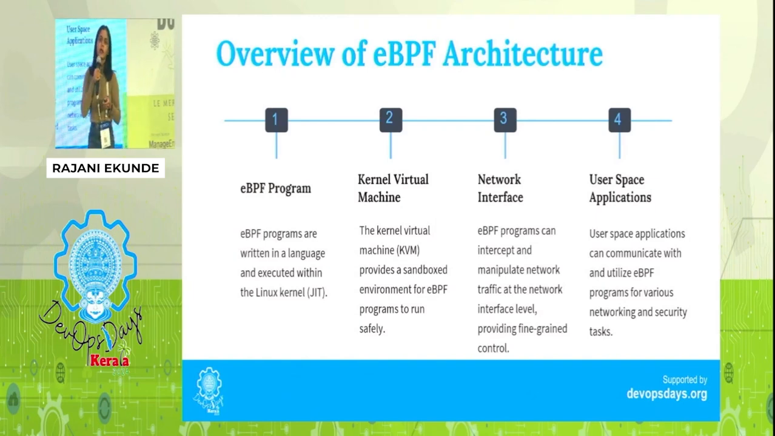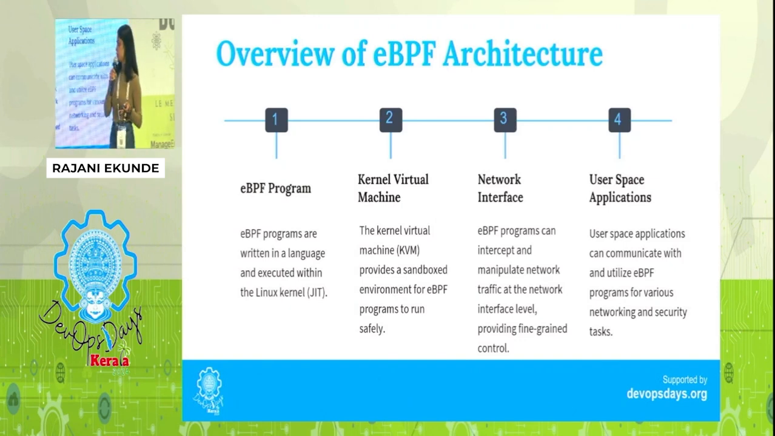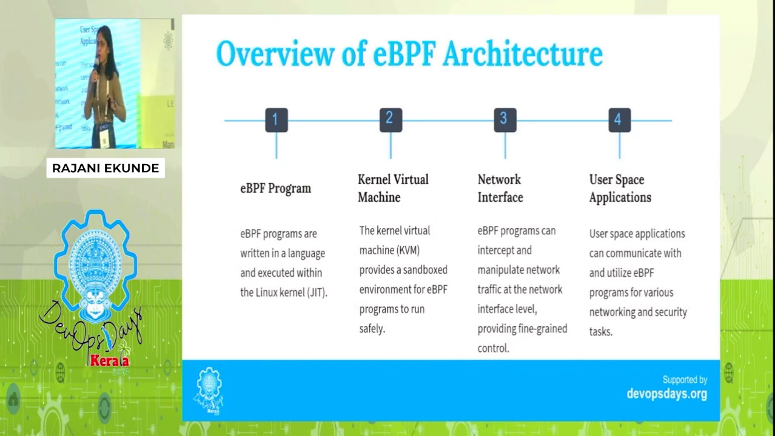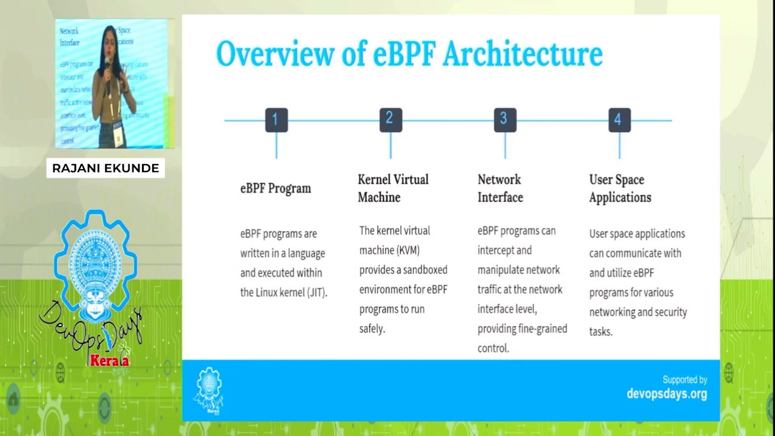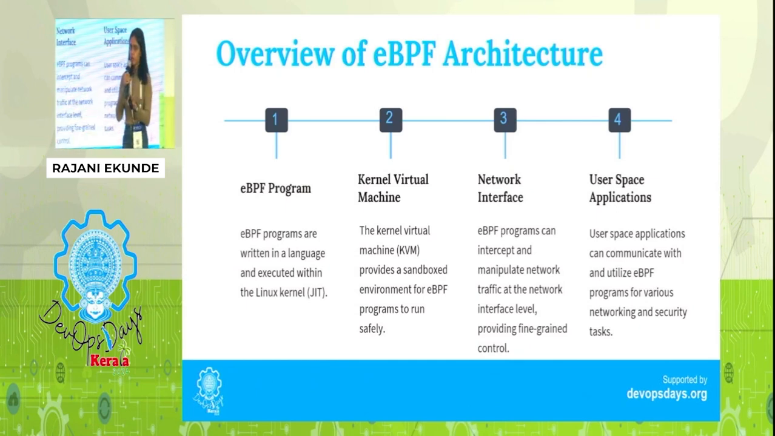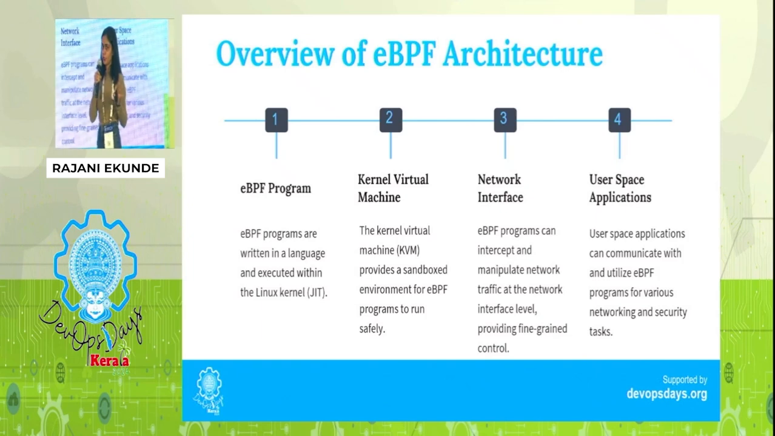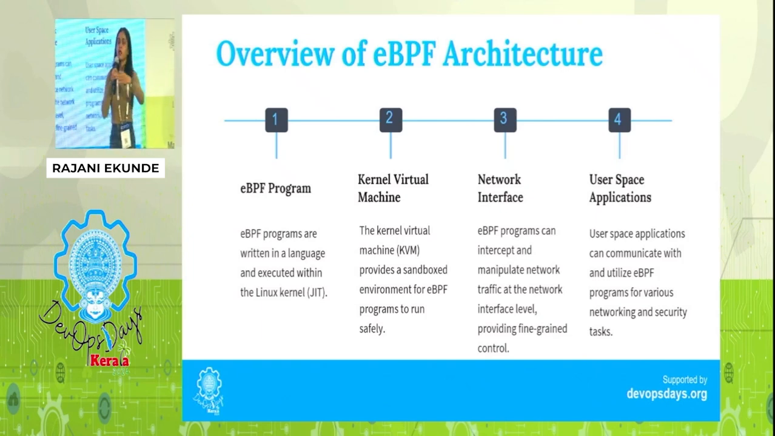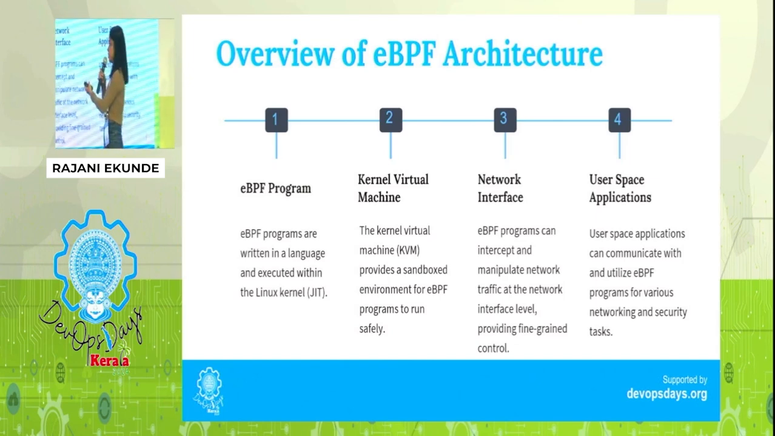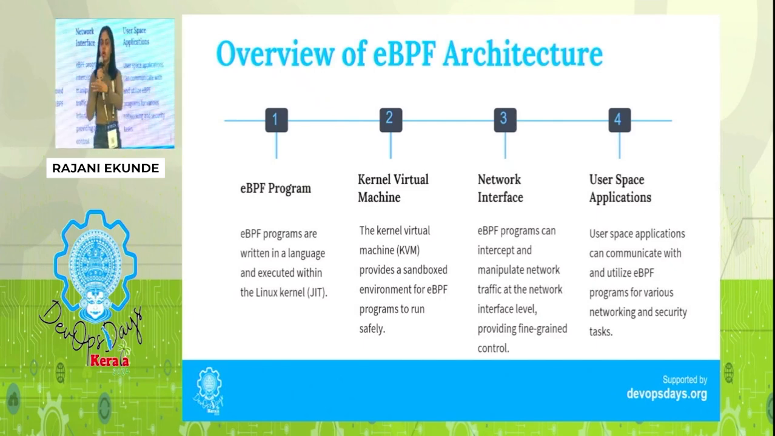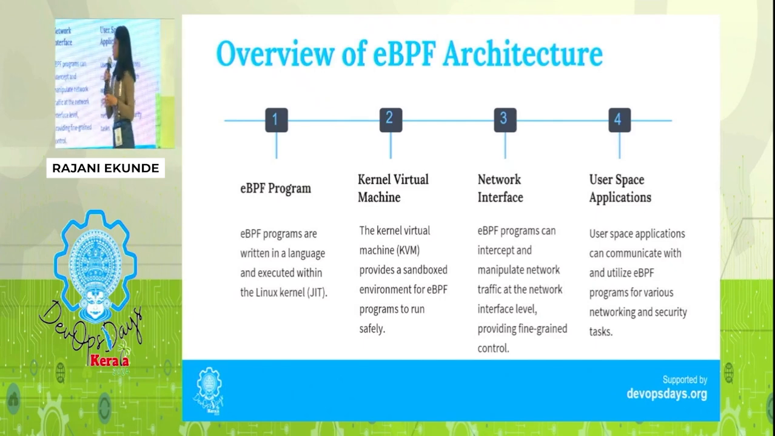Then we have the architecture. These are the four most important components we have for eBPF. The first one is the eBPF program. This is the most important part. Based on your use case and your requirement, you just have to write the program, and that program will be executed at the kernel level only. That will basically follow the JIT method, that is, the just-in-time methodology. So you just have to write the programs, merge them directly into the kernel level, and you are all ready.